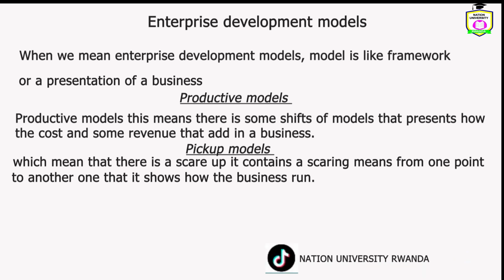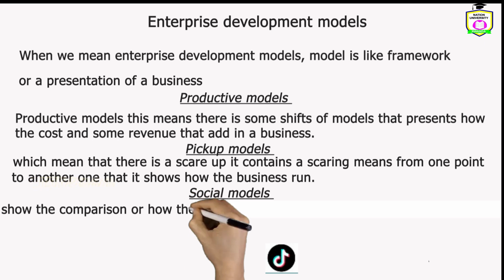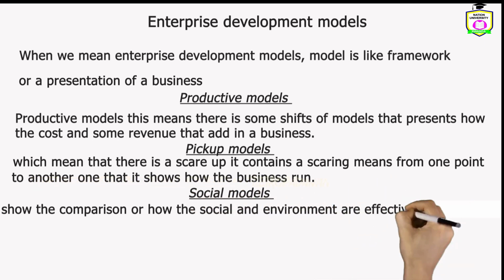And there is another one which is called social. One model of social just shows the comparison, or how the social and the environment affect the business or the relationship. When you mean how it affects the business, it means that there is an effect from the social side and an effect from the environment. That is what we call social models.